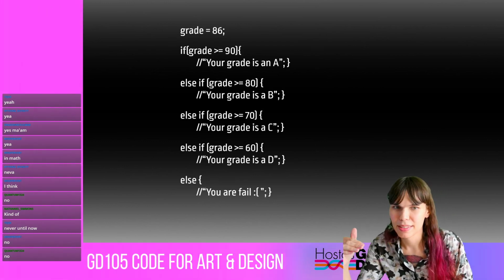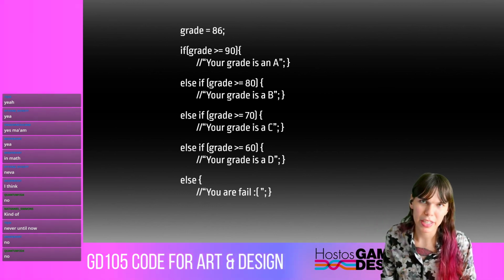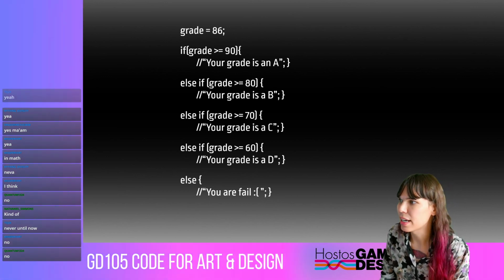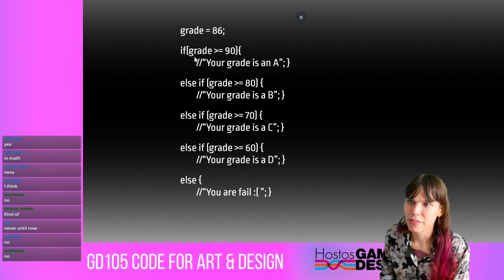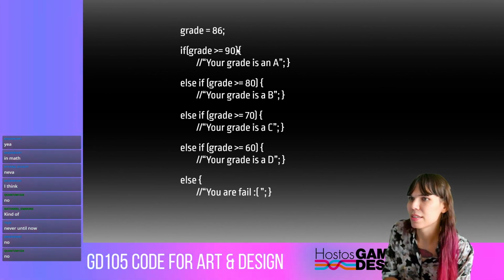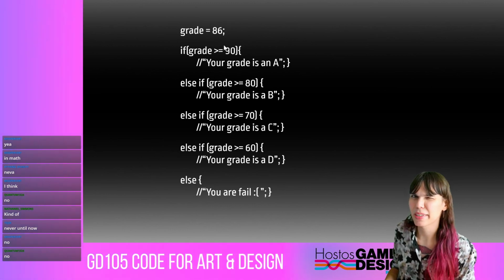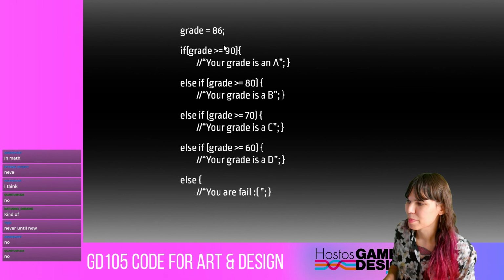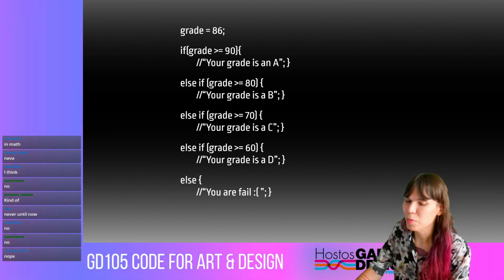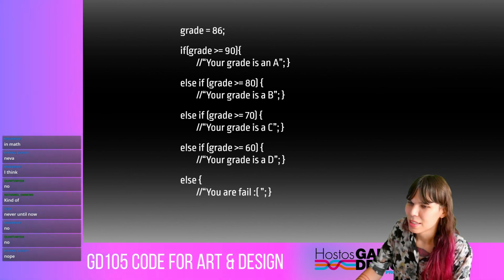So if we look at this breakdown, let's say we have a variable called grade, and grade has a value of 86. The first thing here is asking the question, if grade is greater than or equal to 90. So is the grade greater than or equal to 90 in this case? If it's 86, is that greater than or equal to 90? Nope. Thank you, Barshar. So it's not.